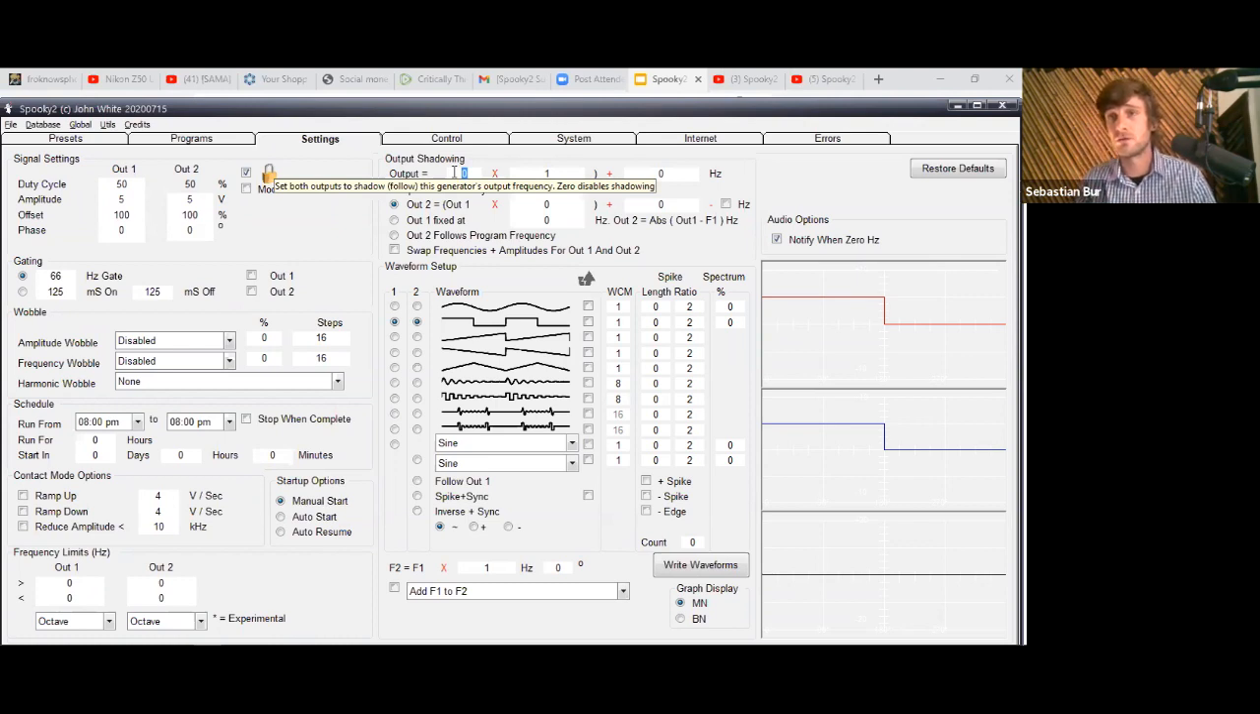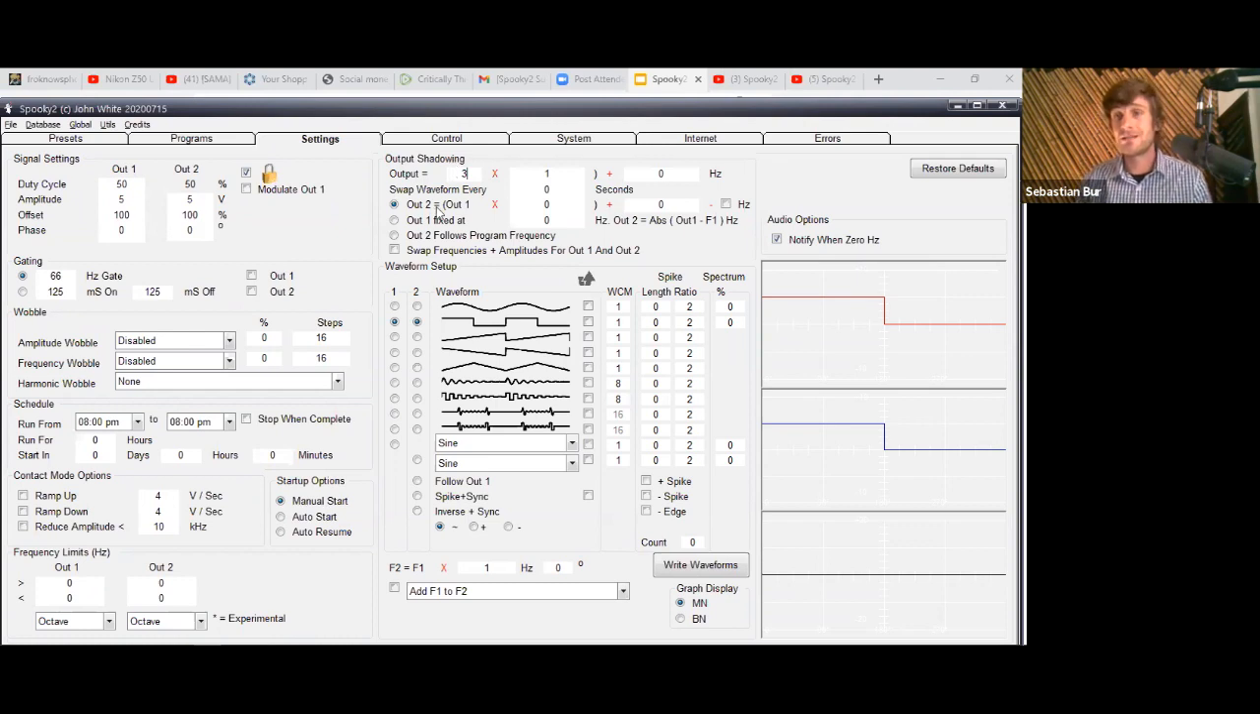Where it says output shadowing, you have to put in the number of the first generator, so generator 1. But we don't put in 1 because that's the generator. We put in the port, which is number 3 in my case. If you have, for example, number 15 and 16, you have to figure out which number is generator 1. That will probably be 15, so you will put in 15 here.